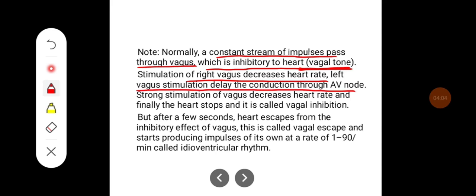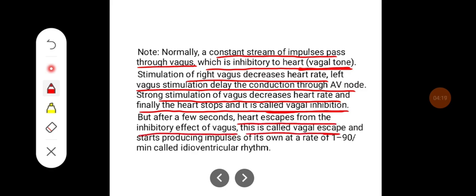Strong stimulation of vagus decreases heart rate, and finally heart stops and it is called vagal inhibition. But after few seconds, heart escapes from the inhibitory effect of vagus, and this is called vagal escape, and starts producing impulses of its own at the rate of 40 to 50 beats per minute, which is called idioventricular rhythm.